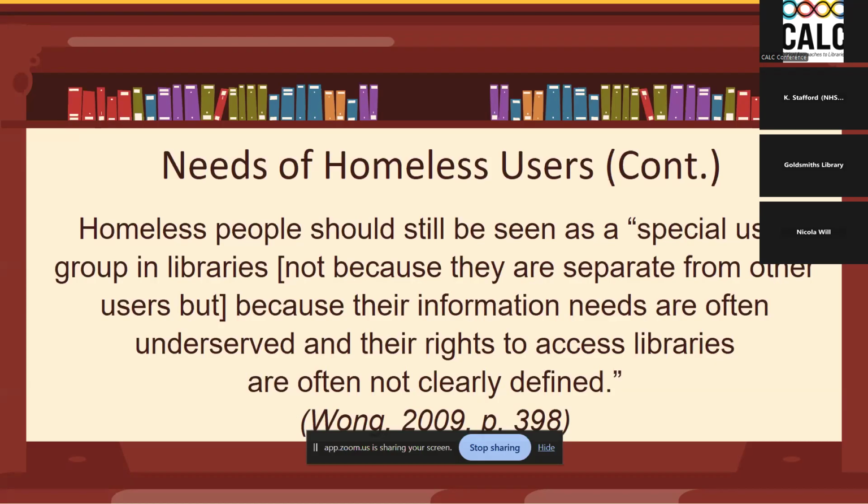Homeless people should still be seen as a special user group because, as Wong says, their information needs are often underserved and their rights to access libraries are often not clearly defined. So although their needs are the same, are they getting to meet those needs as much as the rest of us are? Additionally, when those rights of access are removed, homeless users are at a disadvantage dealing with what we all know are opaque complaint systems of local councils and public libraries, and with people who are going to judge them for the way they look, not for what has actually happened.